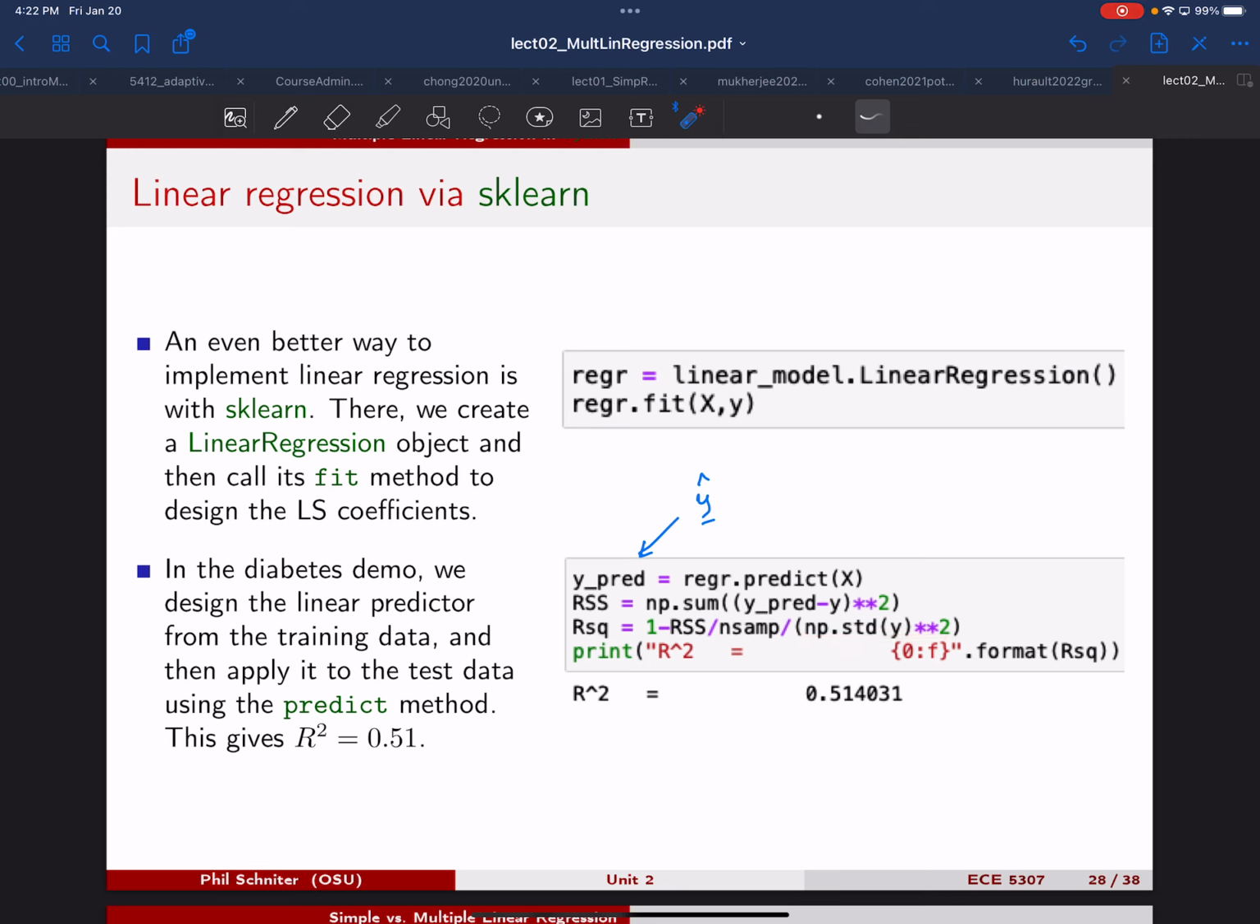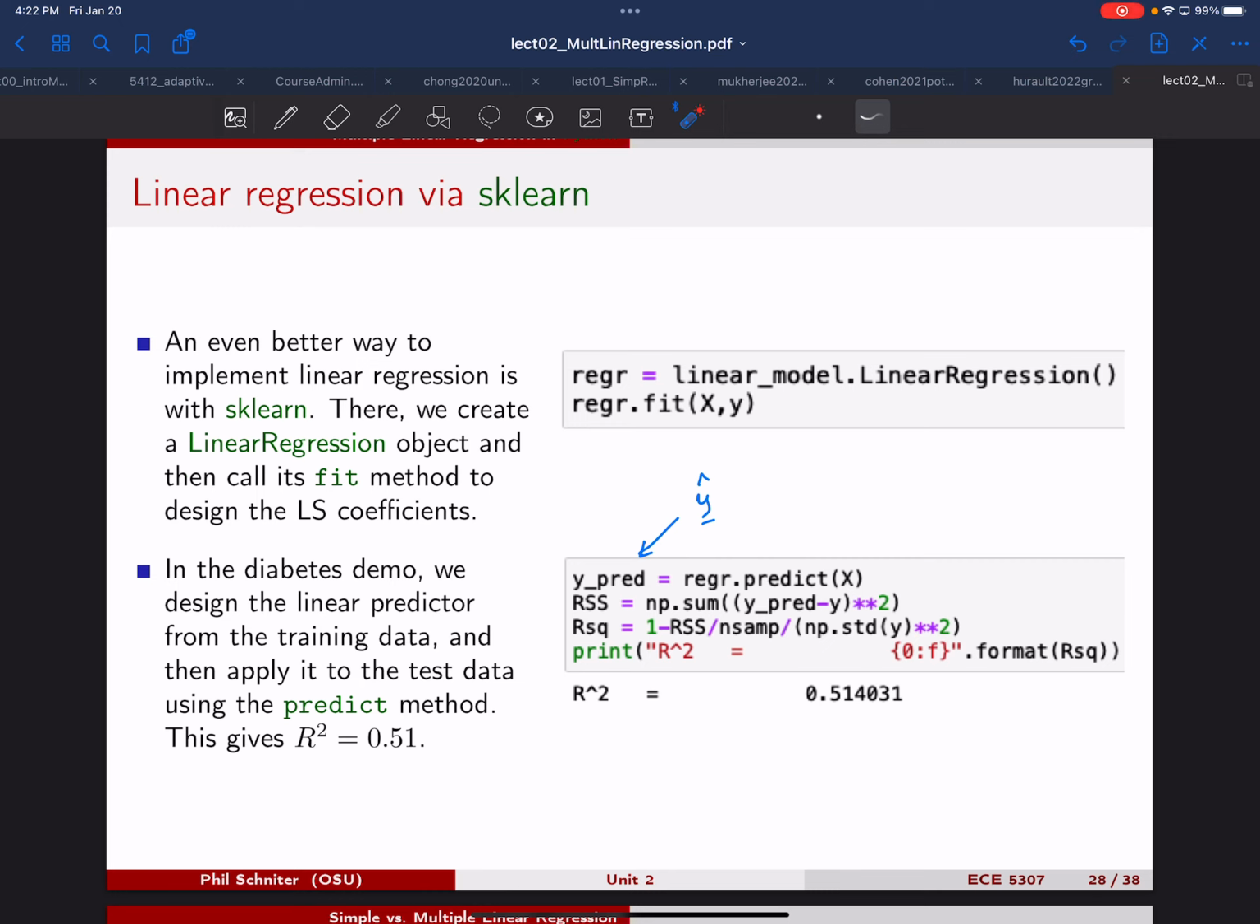And for this particular model, this is a diabetes model where we're trying to predict the disease based on various biometrics. We find that we get an R squared of 0.51. So what does that tell us about this linear fit? Good or bad? Reasonable. It's okay. I would say okay.